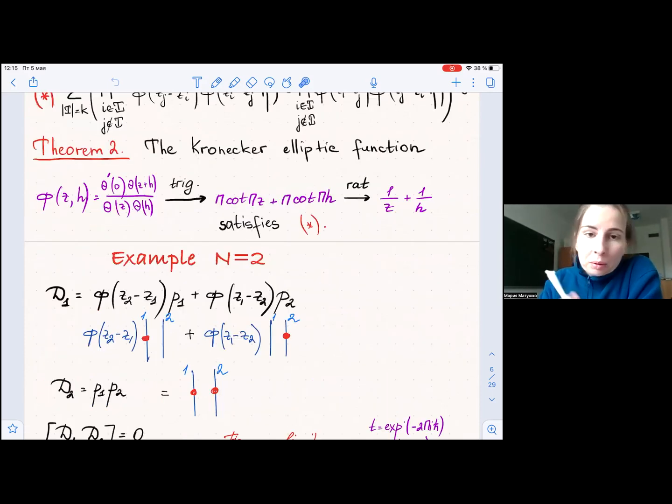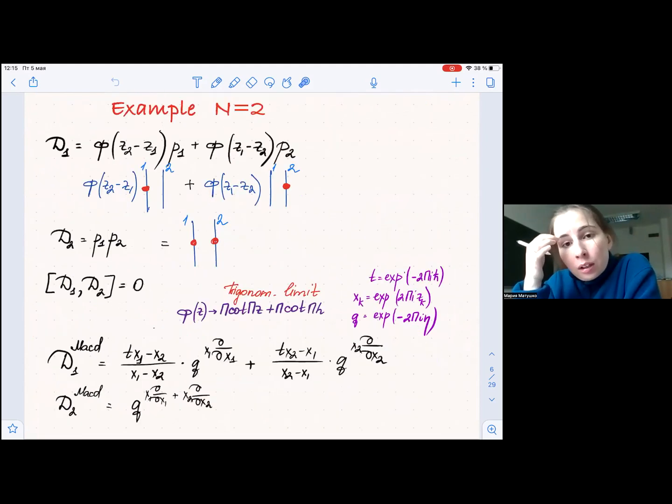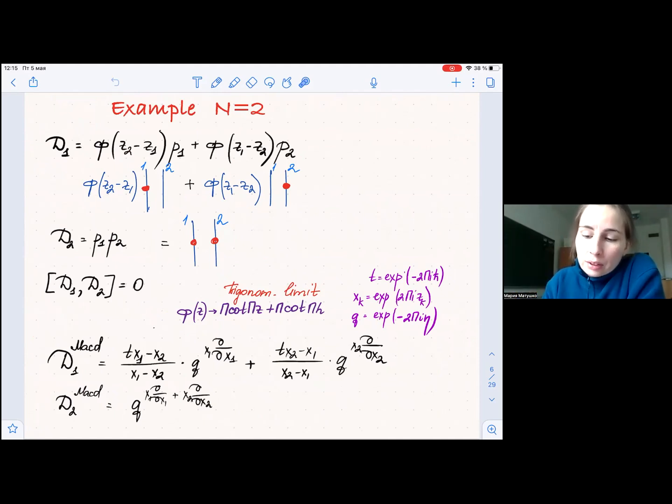So this Kronecker elliptic function is almost the unique solution of these identities. Let me give you simple examples. When you have two particles, n equals 2, we have two operators D1 and D2, and it looks very simple. I draw here a picture. It's very simple, but I then generalize them to the matrix case, and you see these graphical notations.